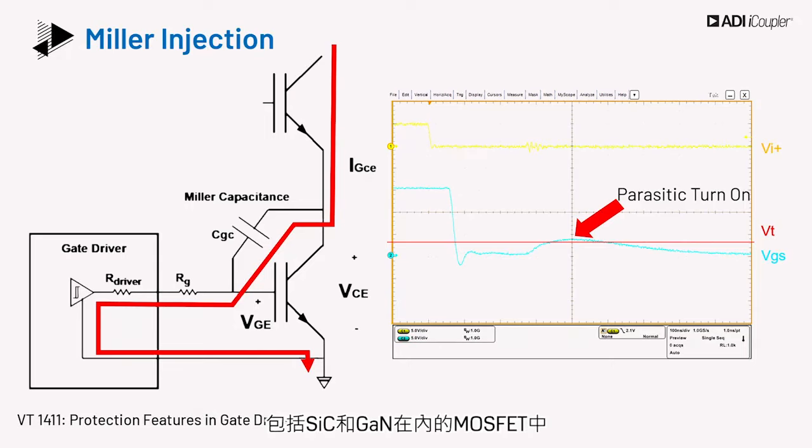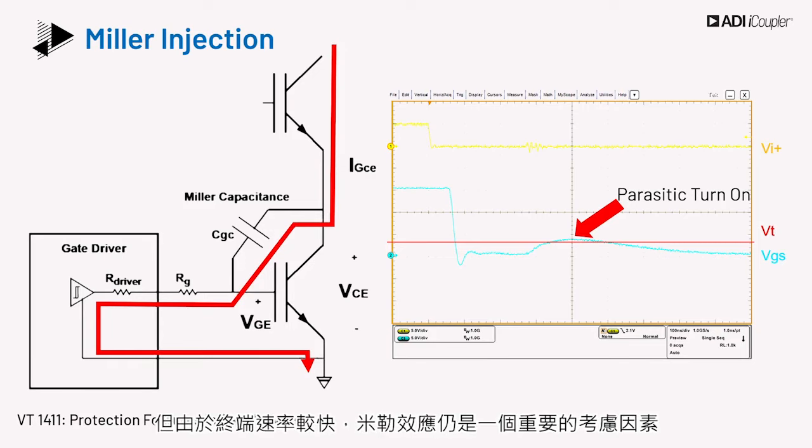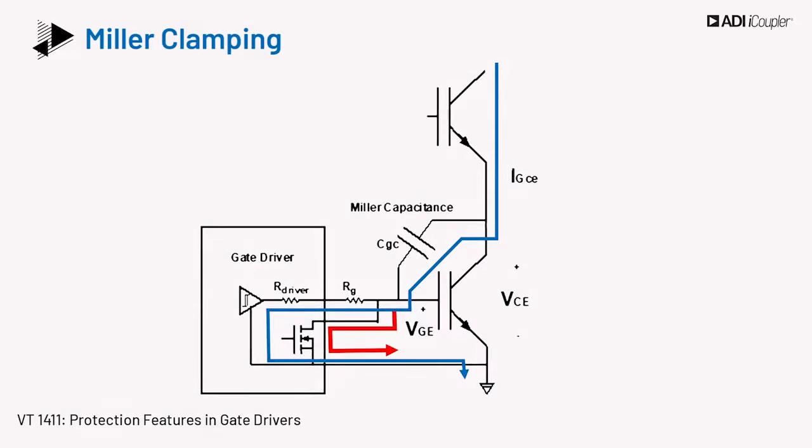A similar gate-to-drain capacitance, CGD, is present in MOSFETs, including SiC and GaN. Even though the value of CGD in wide bandgap devices may be lower, the Miller effect is still a big consideration due to faster edge rate. The slew rate on the rising VCE of the low-side switch may cause parasitic turn-on.